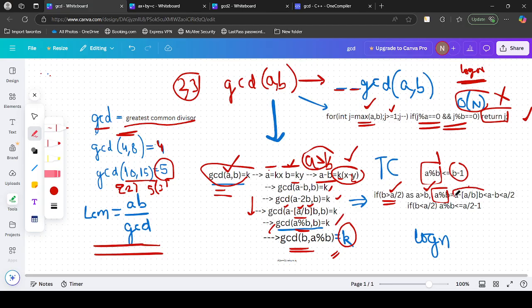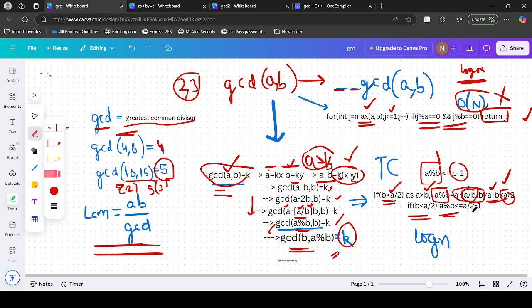So from this, a is greater than b, so surely a by b is greater than 1. So it is surely less than a minus b because we have minus (a by b) into b here. So it is surely less than a minus b. And we assumed that b is greater than a by 2. So this is still less than a by 2. So if b is greater than a by 2, a mod b can surely be less than a by 2. And what if b is less than a by 2?